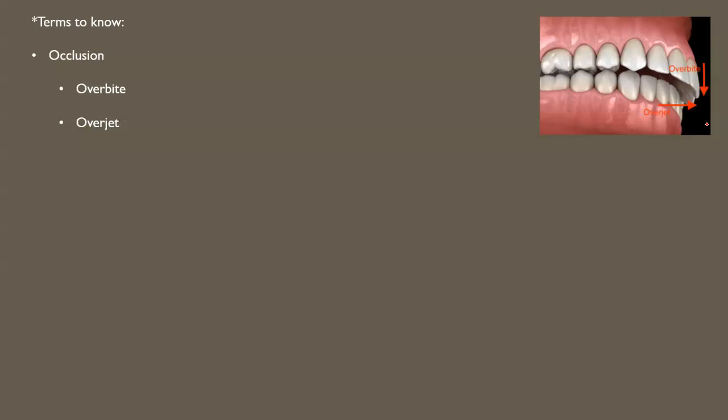The overjet is referring to the horizontal space. So how much space is in between the facial of the mandibular centrals in relation to the lingual surfaces of the maxillary centrals? That would be considered your overjet. So overbite is how much it overlaps the mandibular centrals, and overjet is the space between the facial of the mandibular in relationship to the lingual of the maxillary central.